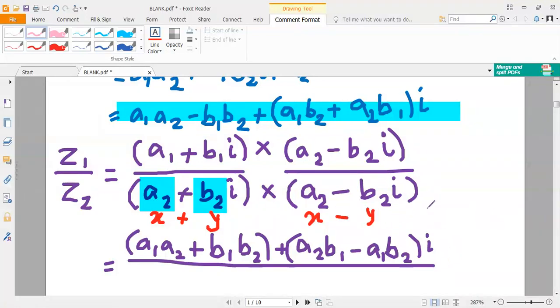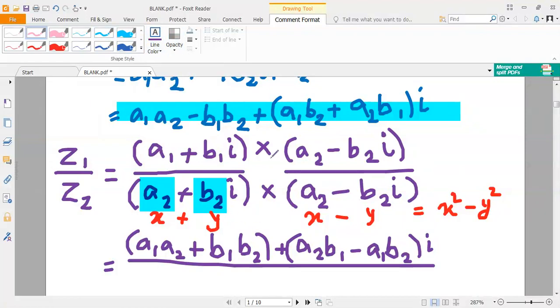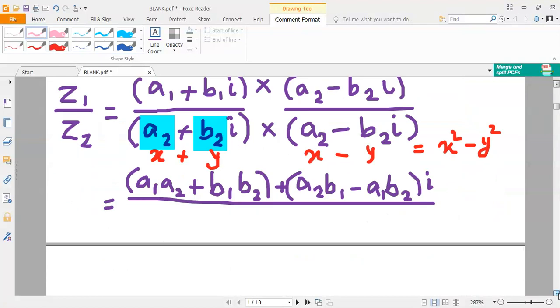Why does it look so familiar? If it does look familiar, then good, because x plus y times x minus y is actually x squared minus y squared. Simple as that. That's x squared minus y squared, right? So instead of going through the pain of doing all the multiplication, we can just use a formula.